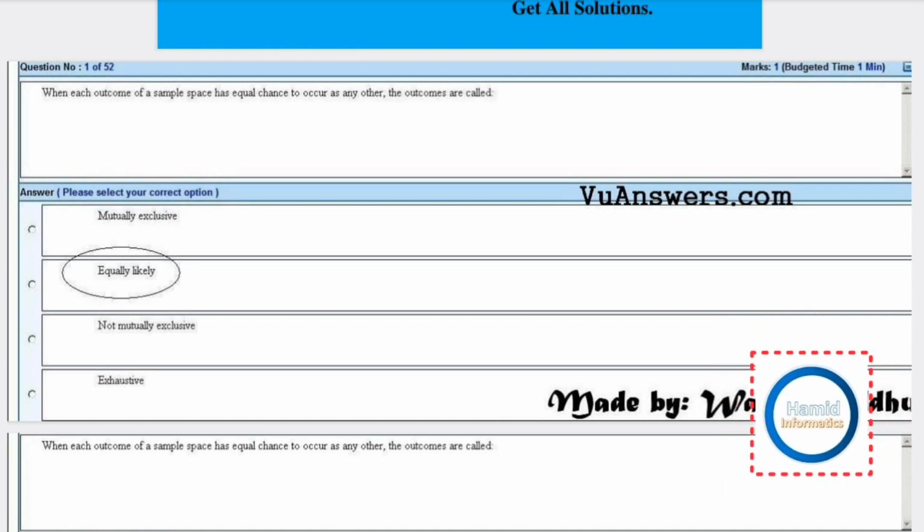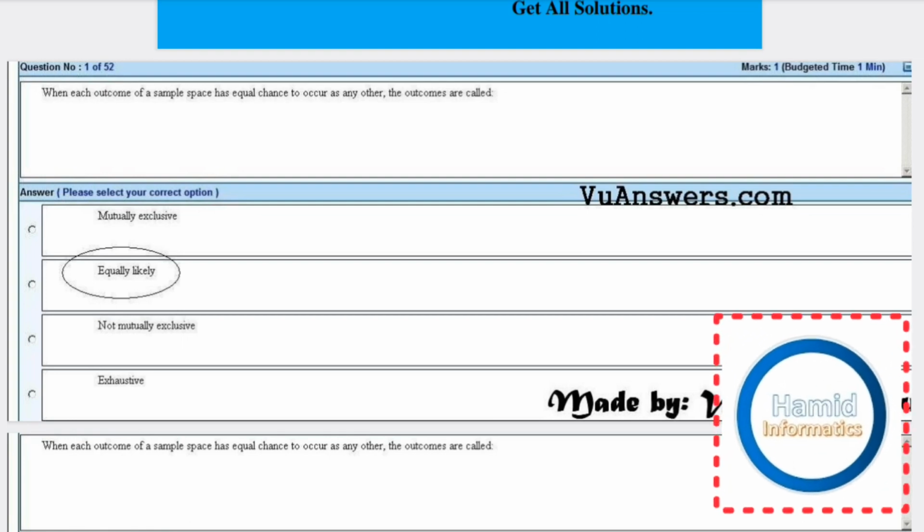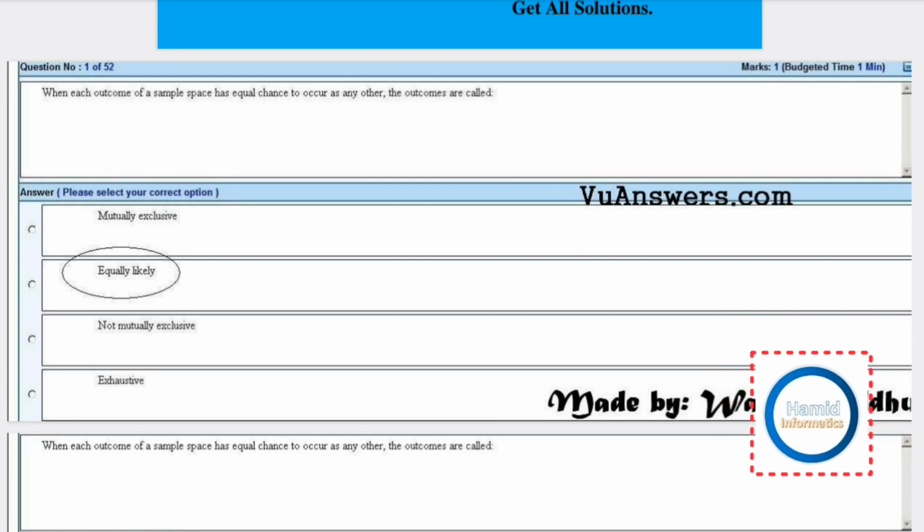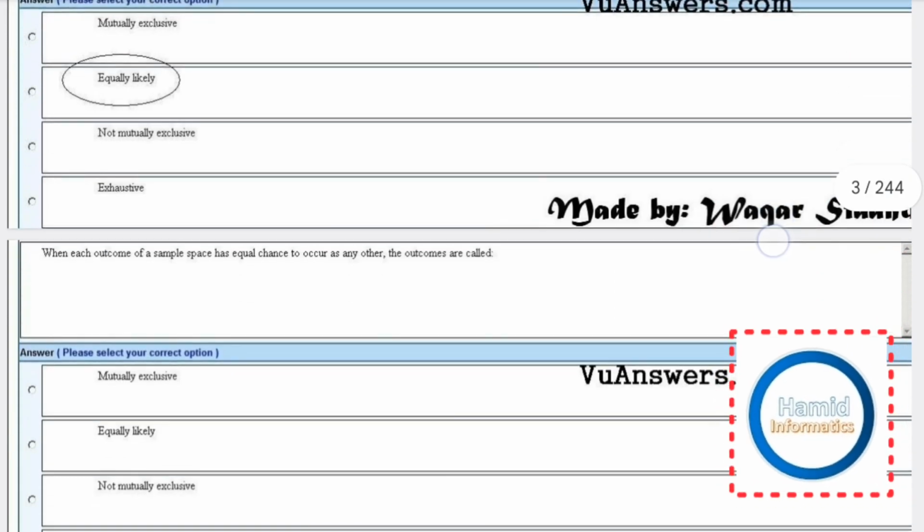When each outcome of a sample space has equal chance to occur as any other, the outcomes are called equally likely.